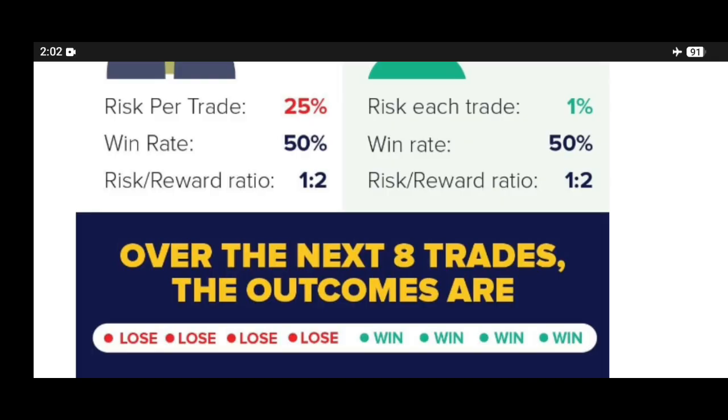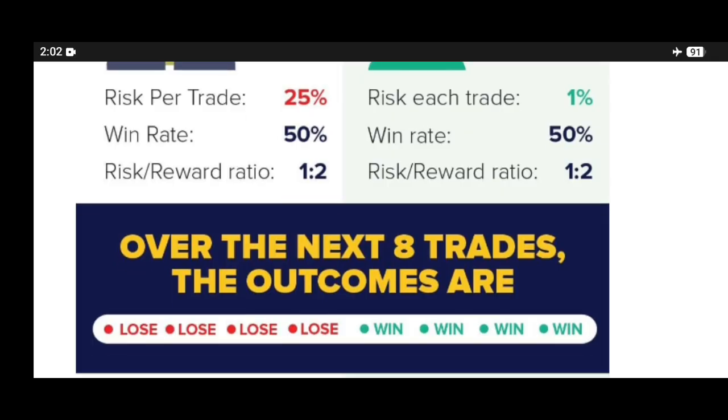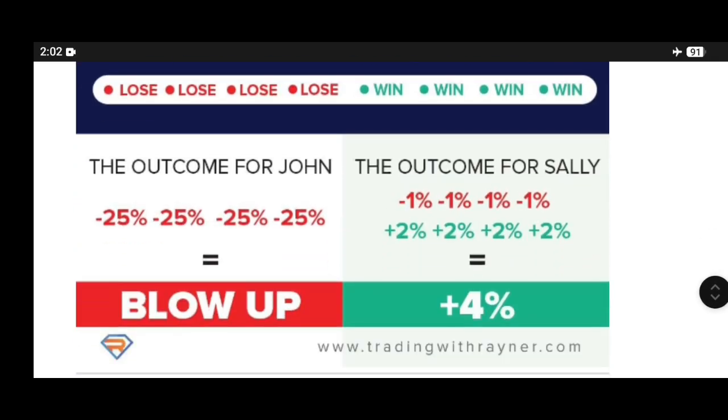Loss. So this first person was able to lose all his money and blow his account because of what? Poor risk management. This is the outcome of the 8th trade. Loss. Win. But before the first one was able to start winning, he had already blown all his capital away. The outcome for John is minus 25%, minus 25%, minus 25% on each trade. Minus 25% repeatedly equals account blown.